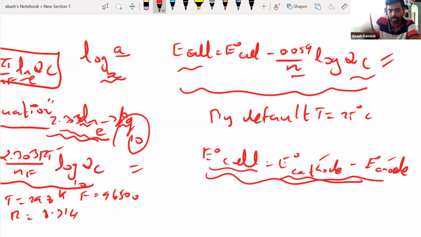I know the potential from the table, and don't worry, they will give it to you in the questions. There are standard reduction potential values of the two elements, say if it is zinc and copper. You will find that the values will be given, so E naught cell can be easily calculated from them. Then from this you have to calculate your E cell using this equation.